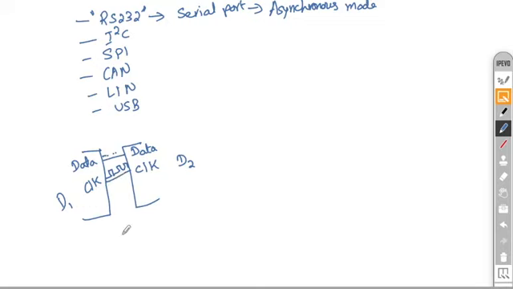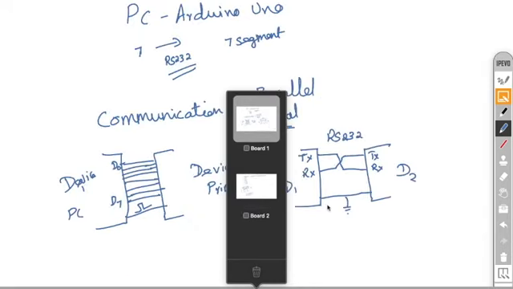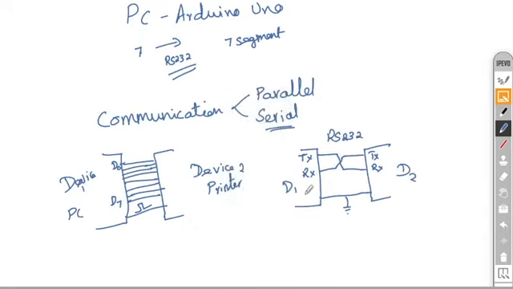We have learned this in digital also. You have flip flops, and if all the flip flops share one common clock, then it is synchronized. If they are not sharing a common clock, then it is asynchronous. In the same way you can understand this. If there is a common clock between the devices, then it is synchronous communication mode. If there is no common clock, then it is asynchronous mode. Here you can see there is no clock signal shared between these two devices, so it's called asynchronous.